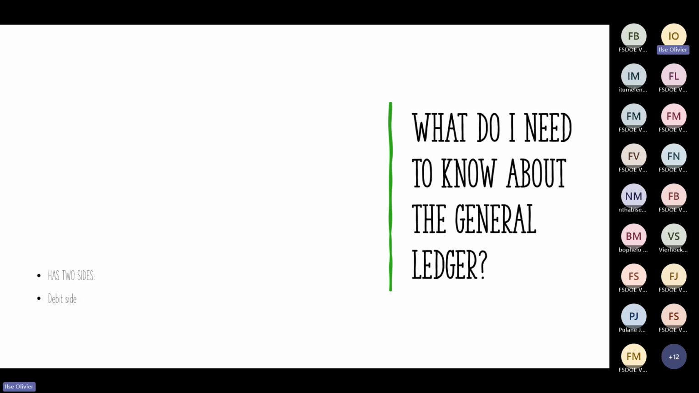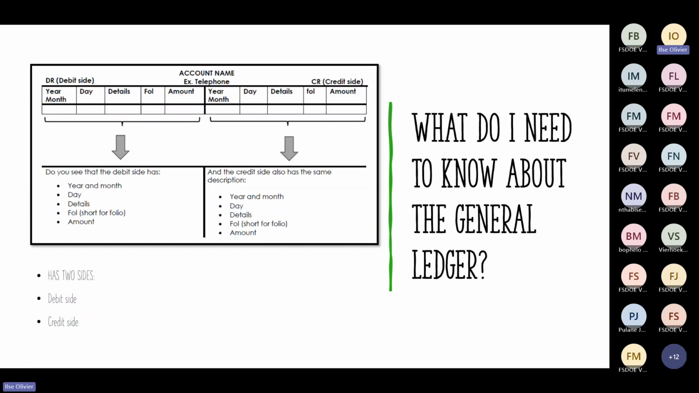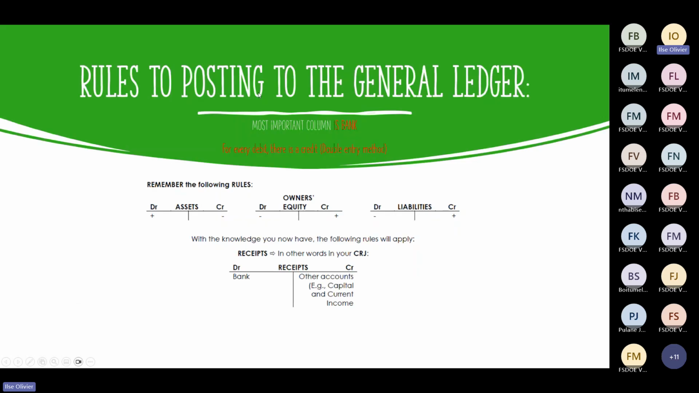Your general ledger has a debit side and a credit side. If you look at this picture, you will see that the debit side looks exactly the same as your credit side. In both sides, you will have your information, that is your year, your month, your day, your details, your folio number, and your amount. Then every account will have a name, and your debit and your credit side must be exactly the same. If you have rules when you post to the general ledger, it's important to remember that bank is your most important account.